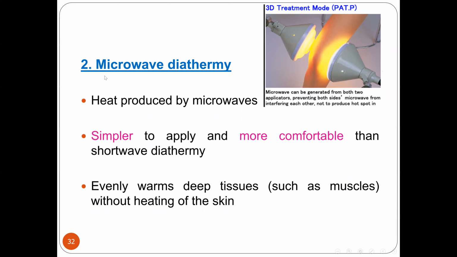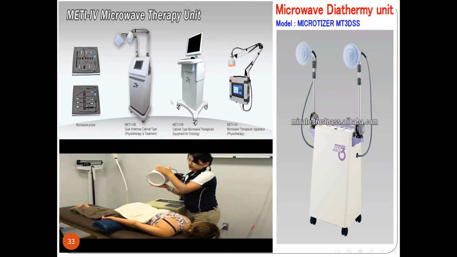The second type of deep therapy is microwave diathermy, which is produced by microwaves, as in this image. It is simpler to apply and more comfortable than the shortwave diathermy, and evenly warms the deep tissues without heating the skin. These are examples of some types of microwave diathermy tools, and this is applied to the back.